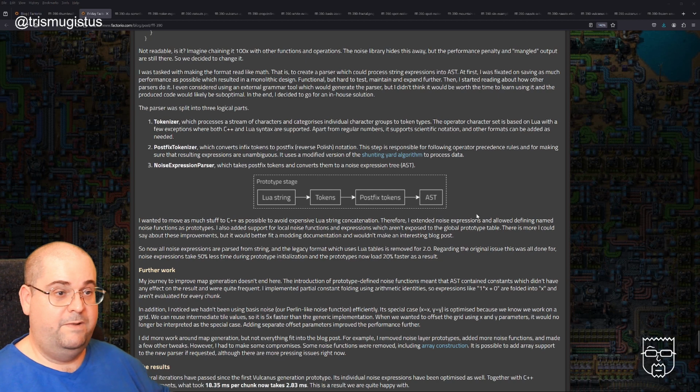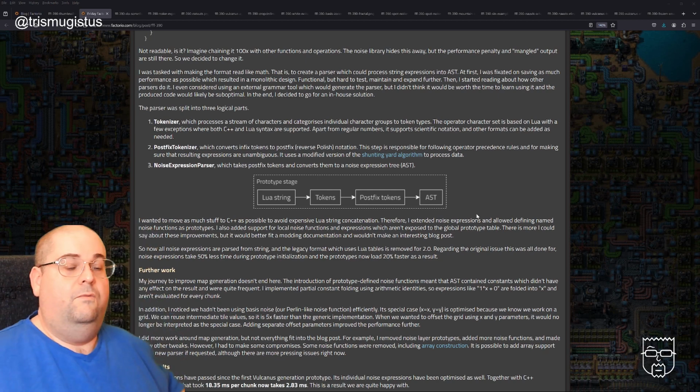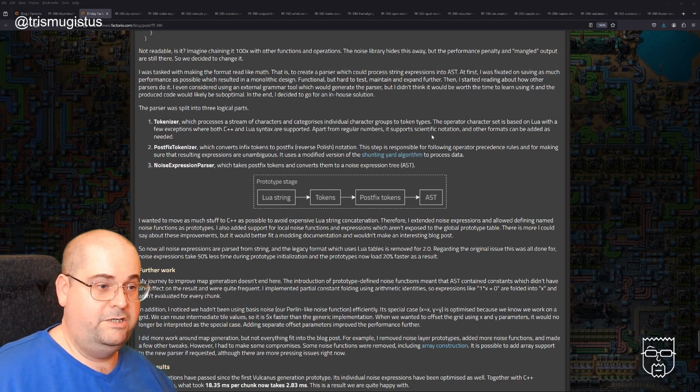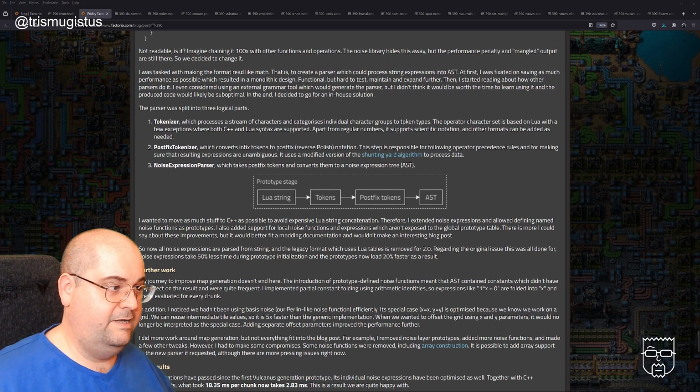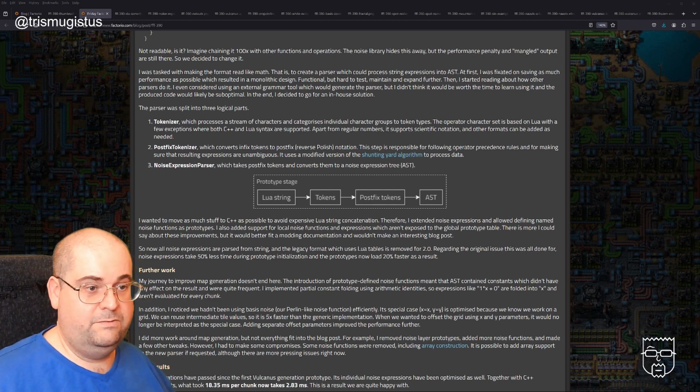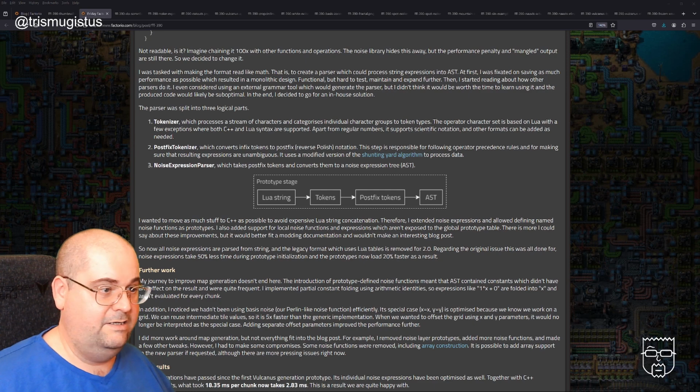The parser was split into 3 logical parts. 1. A tokenizer, which processes a stream of characters and categorizes individual character groups to token types. The operator character set is based on Lua, with a few expressions where both C++ and Lua syntax are supported. Apart from regular numbers, it supports scientific notation, and other formats can be added as needed.